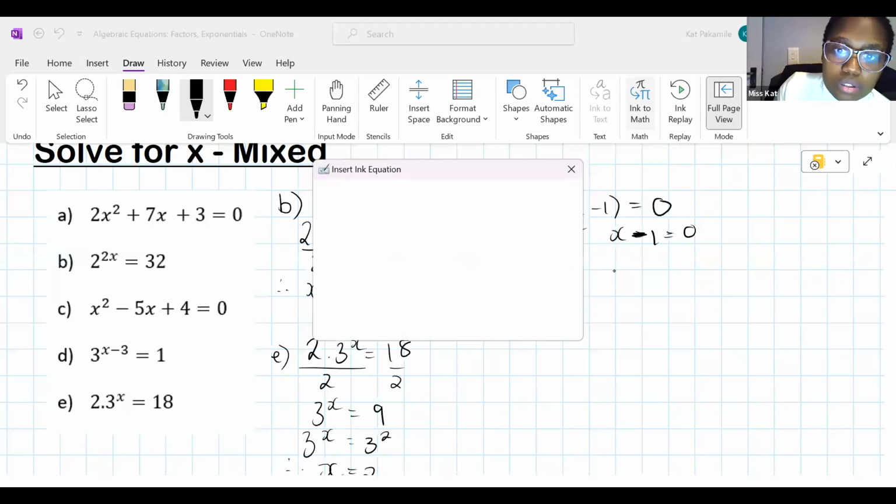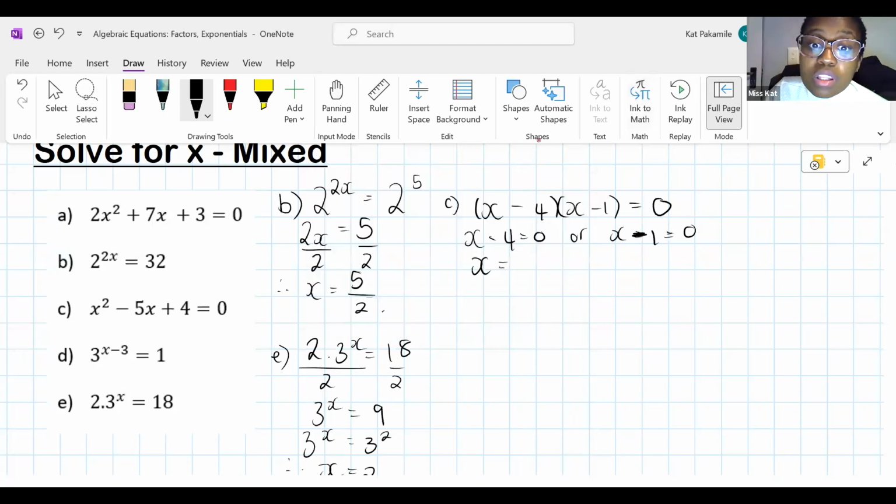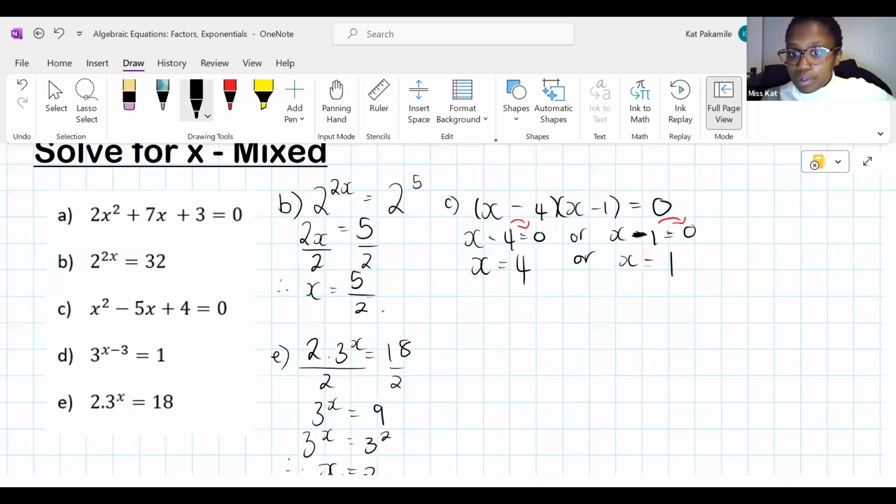There you go. So x equals 4. Remember, we're moving the 4 over, right? Yes, ma'am. And then we say or, the second solution: x equals positive 1. There we go. Beautiful. Thank you, Luande. You're welcome.